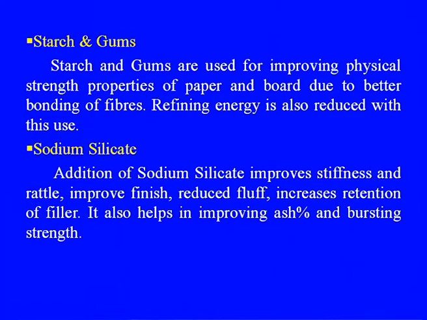Starch and gums are used for improving the physical strength properties of paper and board due to better bonding of the fibers, because good bonding of the paper is very important. Refining energy is also reduced with this use. Sodium silicate is also used sometimes. The addition of sodium silicate improves the stiffness, improves the furnish, reduces the fluff, and increases the retention of the filler. It also helps improve the ash percent and bursting strength.